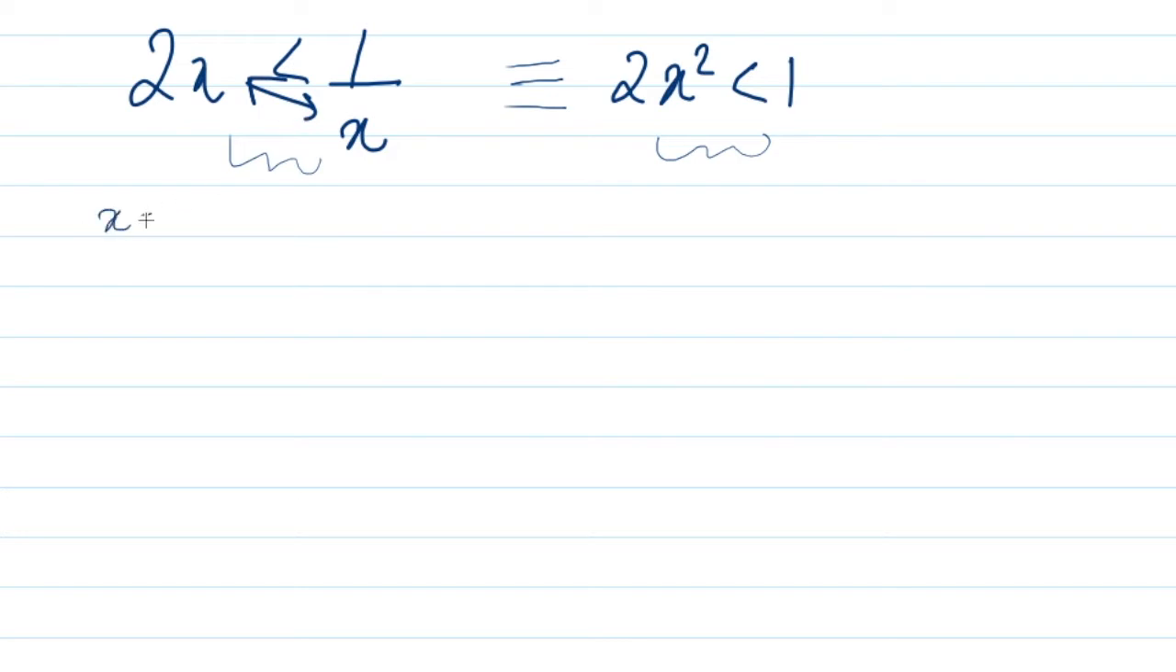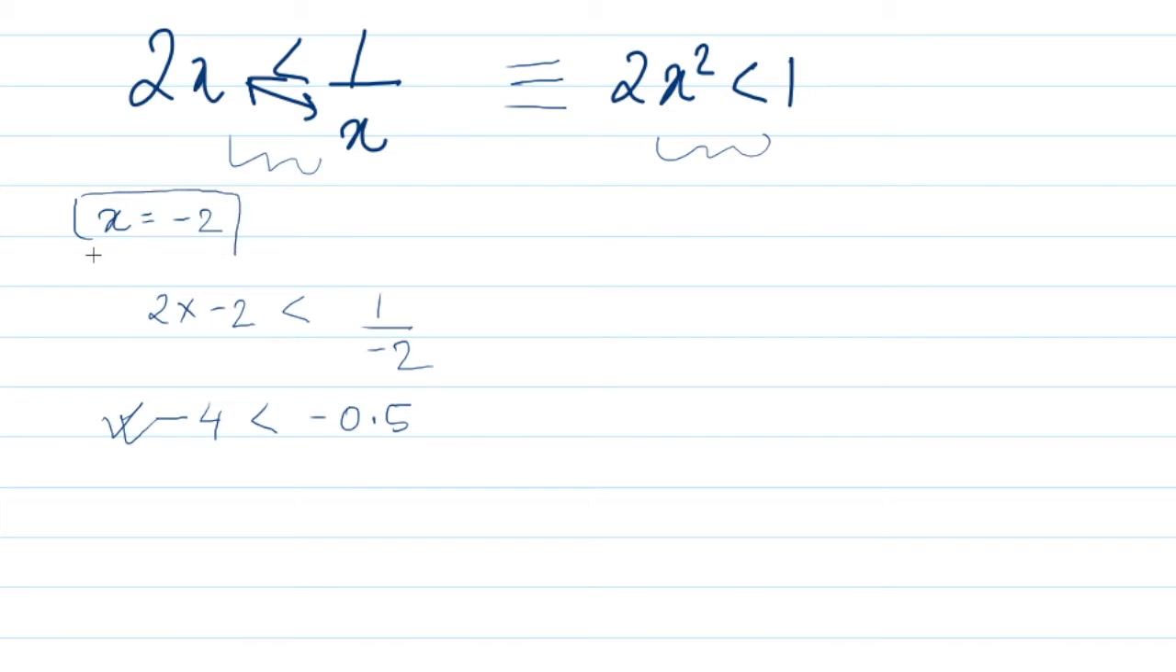Let's take x equal to minus 2. The inequality becomes 2 multiplied by minus 2 less than 1 divided by minus 2, which is minus 4 less than minus 0.5, which is true. So x equal to minus 2 is a value of x that satisfies this inequality.